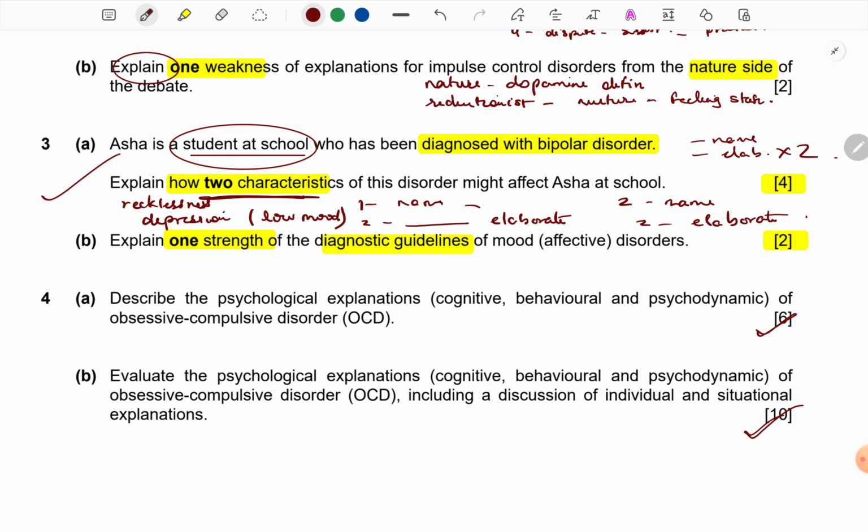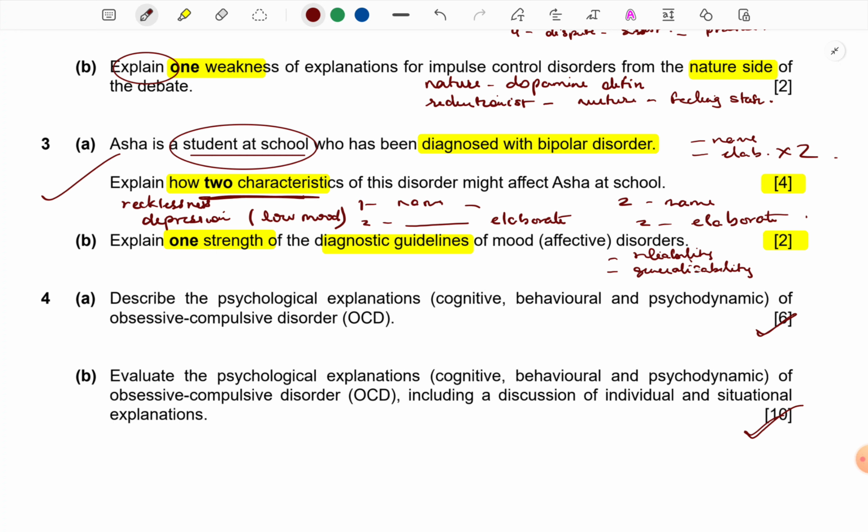Diagnostic guidelines, always the immediate strength that comes to mind. In fact, immediate strengths that come to mind are one, reliability, the other, generalizability, the nomothetic approach. Of course, there are many others. There's validity, that is relevant, and objectivity, things like that. Objectivity and validity, I know, are almost the same.